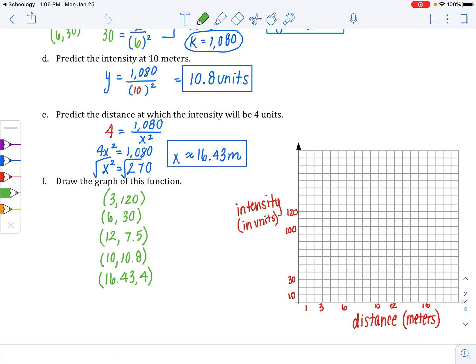And now plot your points, so take a moment. 3, 120, 6, 30, 12, 7.5, 10, 10.8, and 16 is like 4. Hopefully you see that little J curve. You're going to go ahead and graph it, connect, and then we have to be smart about it.